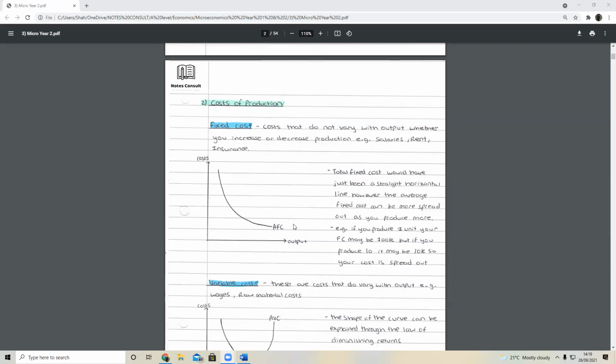So what we're doing is just spreading our fixed cost along how much we produce. For example, if you produce 1 unit, your fixed cost may be 100K, but if you produce 10 units, it may be 10K. So your cost is spread out. So for every unit you produce, you need to pay 10K fixed cost for that.